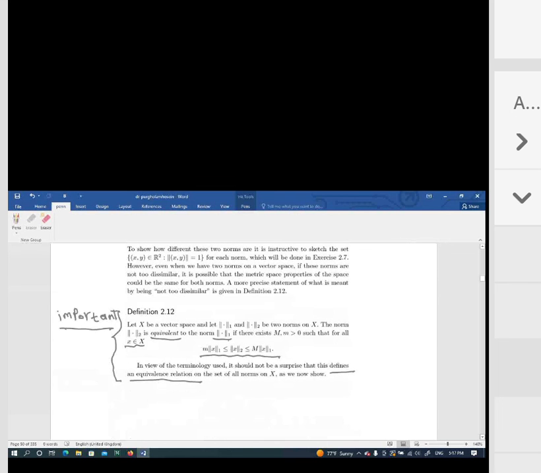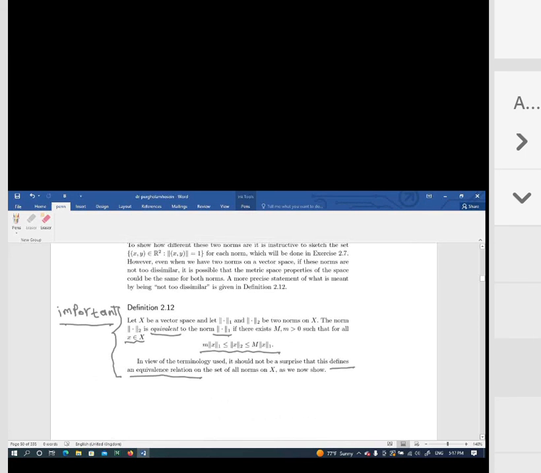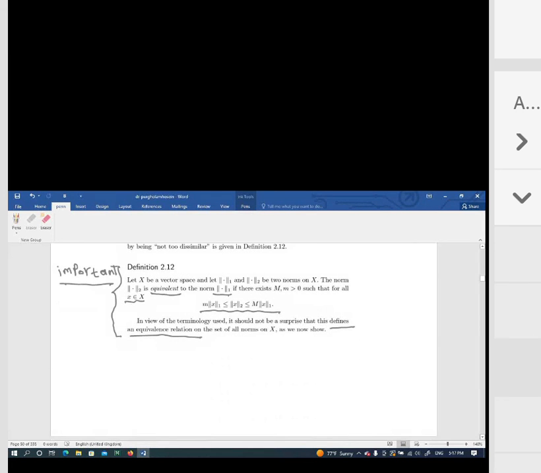Definition. This is an important definition. Let X be a vector space, and norm 1 and norm 2 be two norms on X. Any vector space can have many norms, sometimes infinitely many norms.